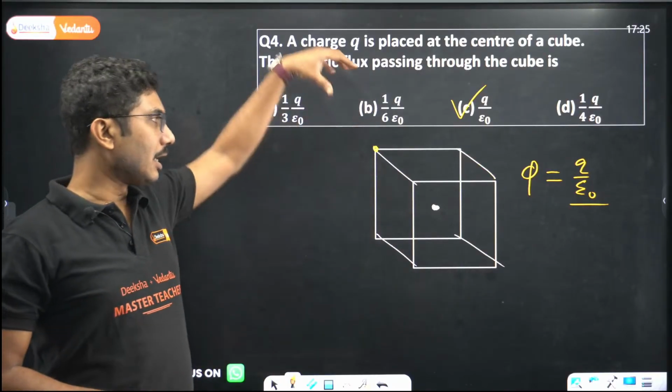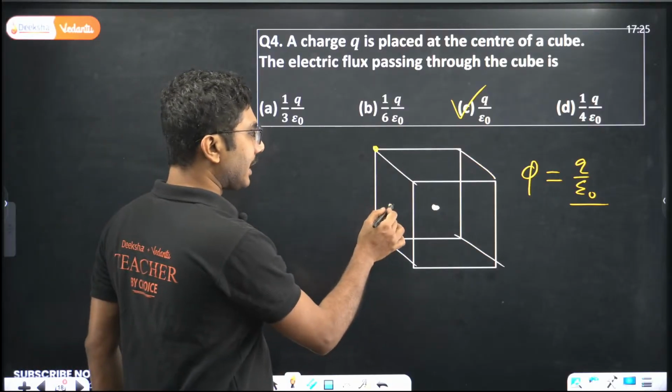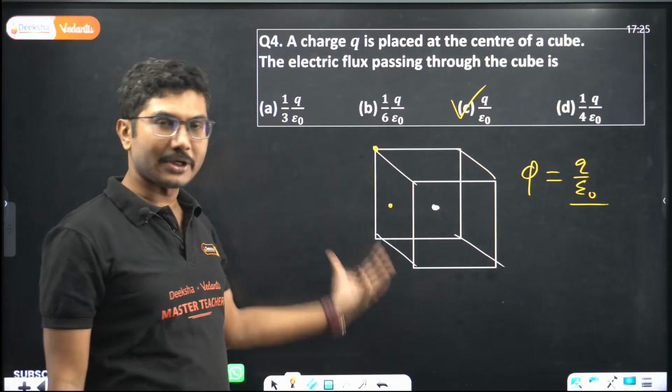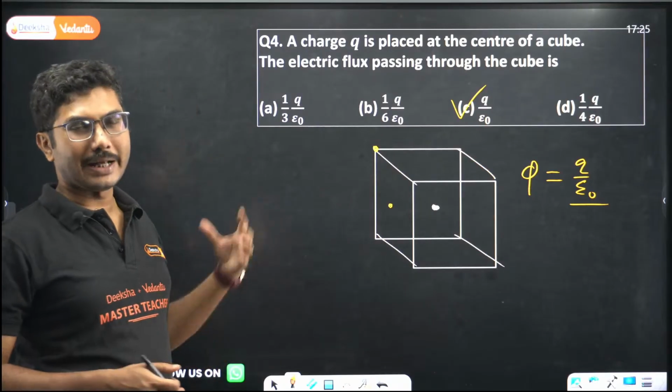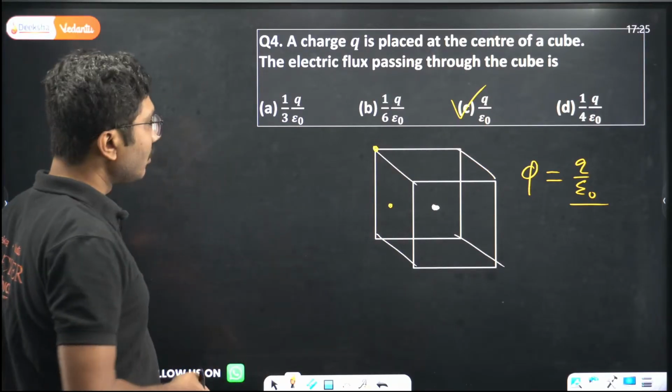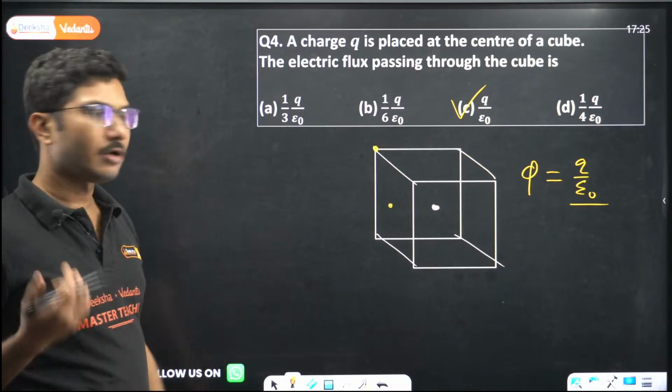In KCET this year, I think they have given the charge at the edge. So you need to cover the cube equally and symmetrically, so that you make a symmetric structure, and then you calculate the electric flux through that. Okay, so here it will be Q by epsilon naught.